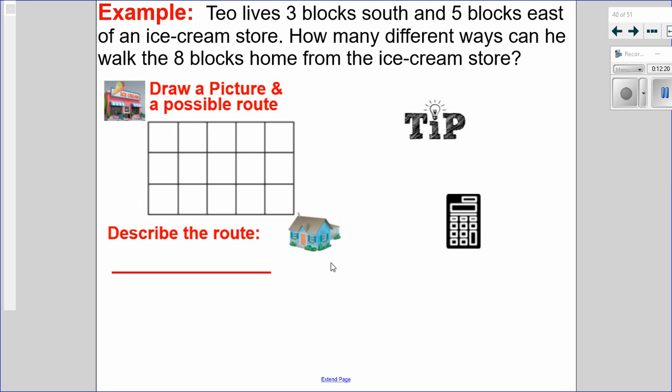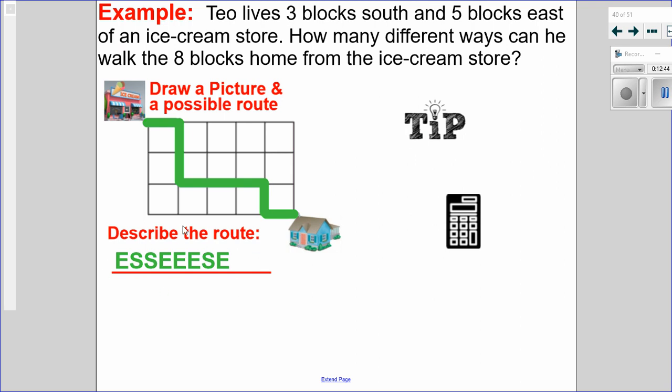So just to start us out, I just want to draw one possible route. There are several. There's one possible route. Now let's describe that route. If you were going to tell someone the route that you went, I went east, south, south, east, east, east, south, east. So if I wanted to describe the route, that would be how I would describe it. But as I said, that is only one possibility.